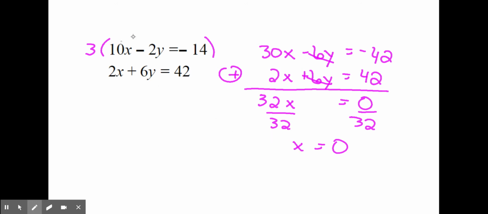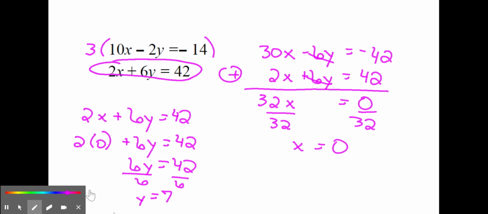Now, I want you to go back to your original equations, substitute 0 into your favorite one, solve for y, and tell me what you get for that. I chose the bottom equation. When I plugged in x equals 0, I got y is 7. Now, tell me the solution to this system. The solution to this system is the point (0, 7). So these two lines intersect at the point (0, 7).